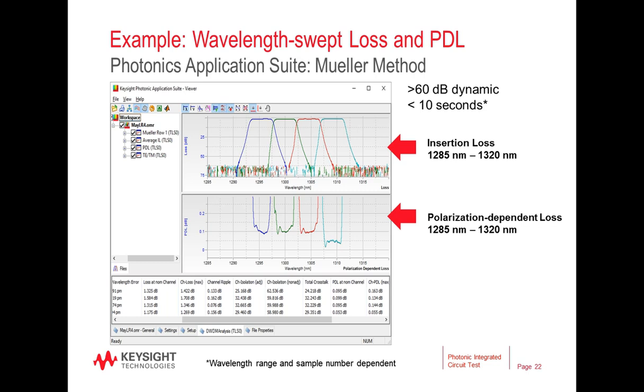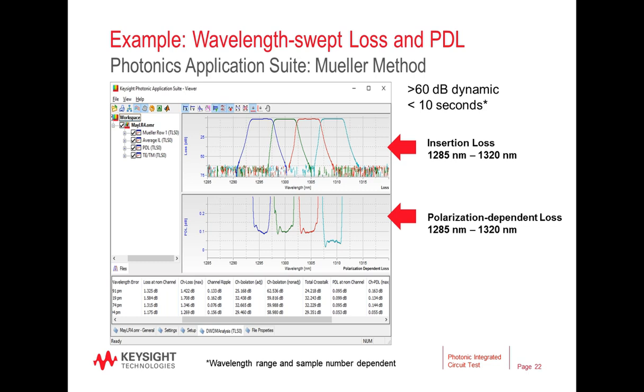What I'd like to show next is an example measurement of the photonic application suite based on the Mueller matrix. And so what we have on the upper curves here is a measurement from 1285 nanometers to 1320 nanometers. The PDL of this measurement is viewed in the lower plot. The particular multiplexer, in this case, shows a maximum PDL of about 1/10 dB, and the best PDL is on the long wavelength side, as you can see on the lower plot.